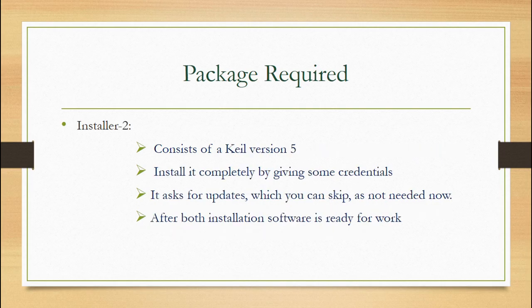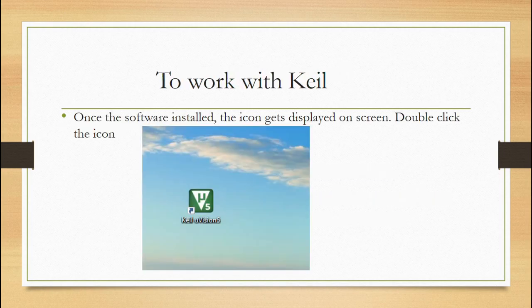Once you do installation 1, now download installation 2 that consists of the Keil version 5. Install it completely by giving some credentials. It will ask you for certain credentials. Just give your username, password, or email ID, in order to authenticate you. It asks for updates, which you can skip as they are not needed now. Okay. After both installations, it is ready to work. Once installations 1 and 2 are done, it is ready for you to work on the system.